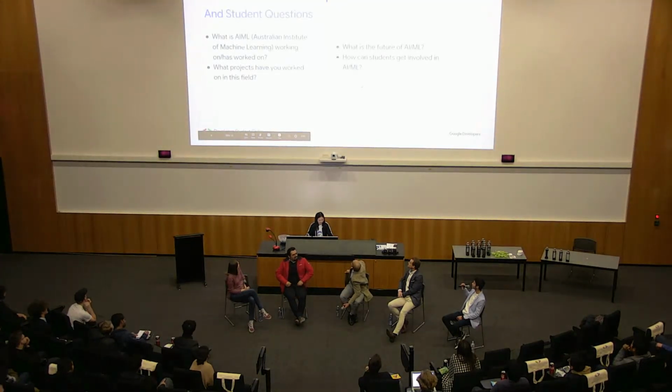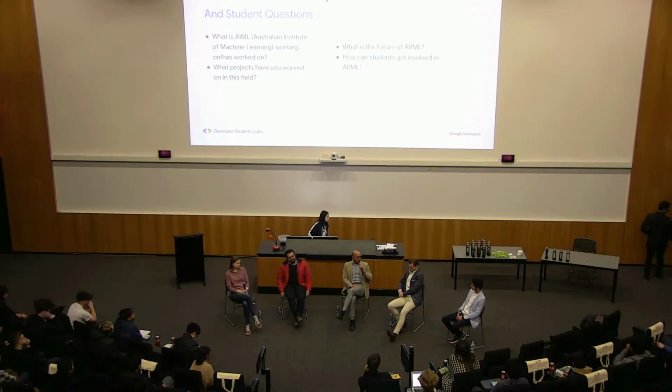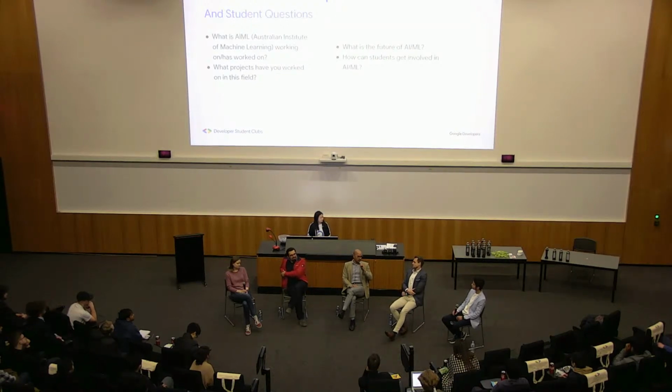So yeah, what is AIML working on, or has worked on before, apart from the confidential projects that you've worked on? Some that you would like to share with us. So AIML is a really cool thing, because we are the largest research group in the Southern Hemisphere working in AI. We have close to 200 researchers here in Adelaide, which is really cool.